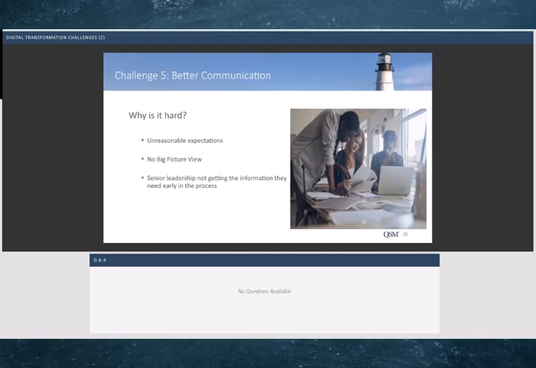Whether you're on the stakeholder side, the customer side, or the vendor side, we have to come to the middle and negotiate. We have to have a good communication vehicle for everybody to get along and to be successful. And why is that hard? Well, because usually there's no big picture view. I mentioned earlier, usually people are at that granular level trying to plan things.